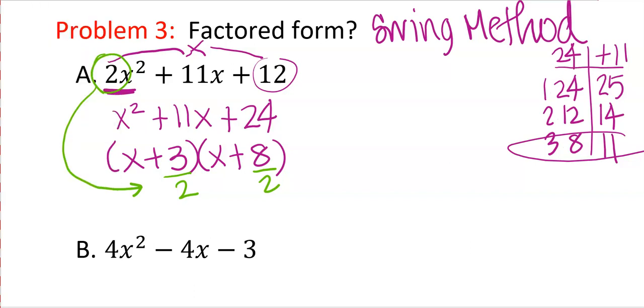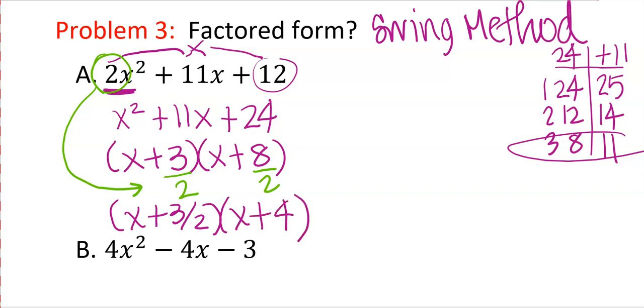So far it looks like x plus 3 over 2, x plus 8 over 2. If you can simplify those, simplify them. So x plus 3 over 2 and x plus 4. Now the good part of this one is that one of them looks like a good number, the other one doesn't. So how do you change it?